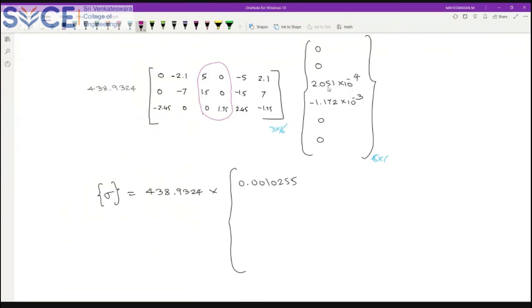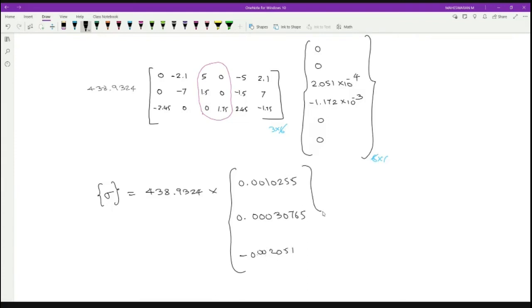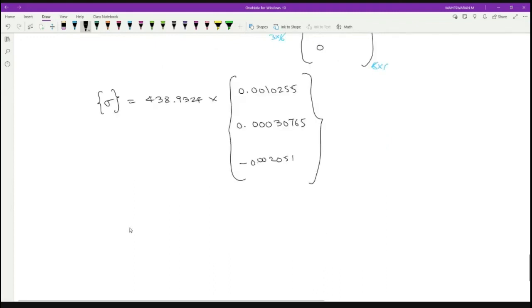The second part is multiplied with 1.5. What we are getting here is 0.00030765. This is this part. The last one, we are multiplying with the other part, which is minus 1.172 into 10 power minus 3 into 1.75. When I multiply, we get minus 0.002051. Now you multiply these things with the common term to find your stress values.